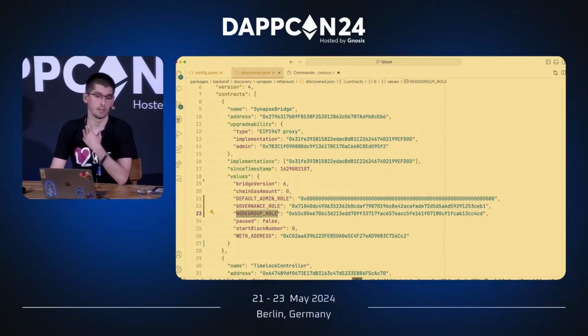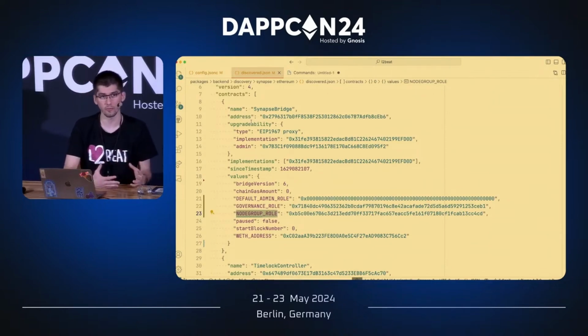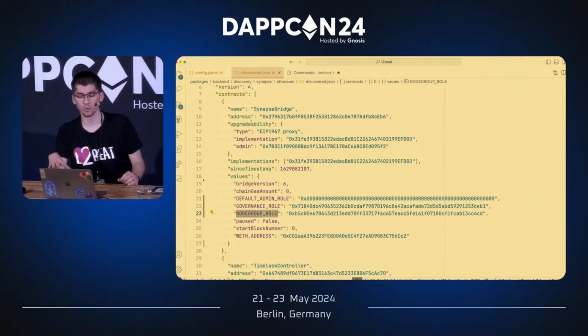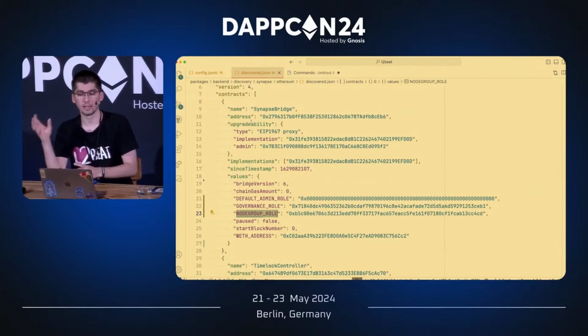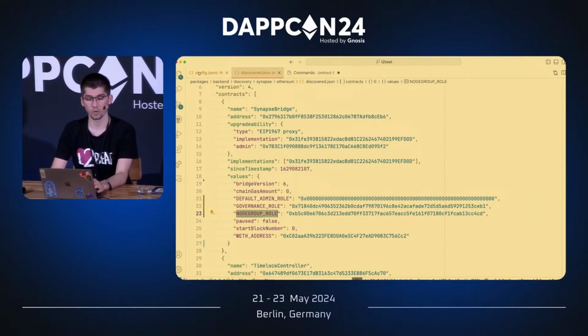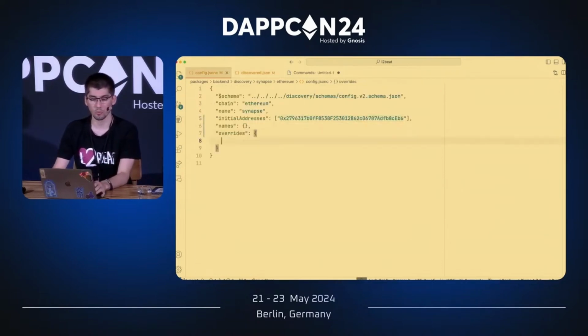The researcher will know that this is actually reminiscent of a pattern that you can find in OpenZeppelin smart contracts called access control. And the cool thing about the discovery tool is that it actually allows you to incorporate some of the knowledge that you have about the smart contracts and automate getting those values. So what we're going to do is do some overrides.